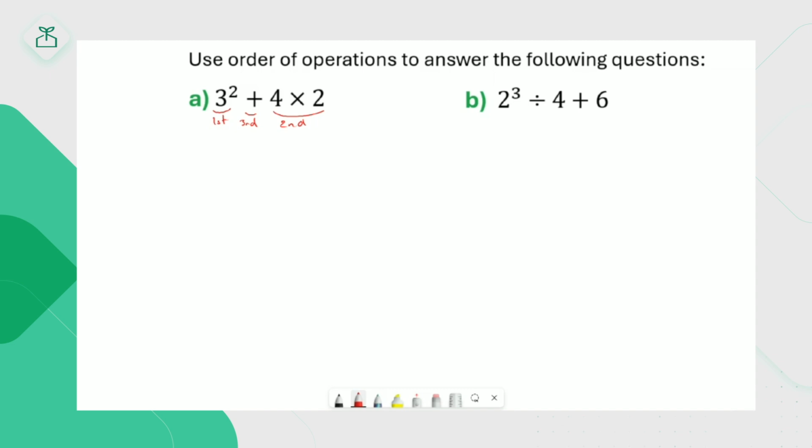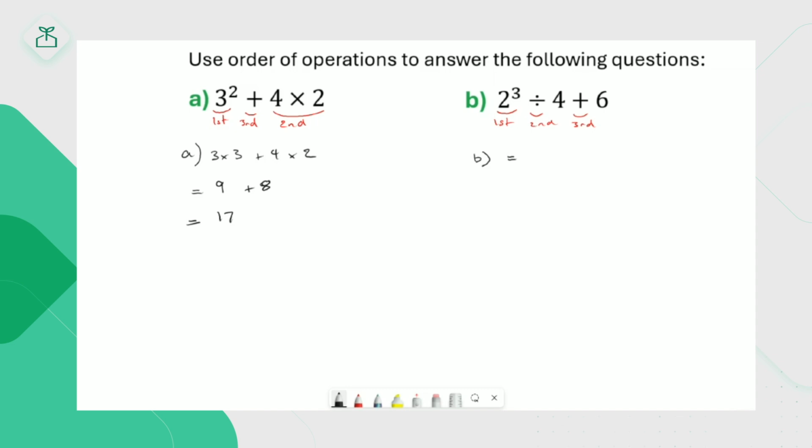For this particular one here, we have another power. So we'll do that first. Our division we will do second. And our addition we will do last or third. Okay, now let's just do those. So 3 squared is just 3 times 3, plus 4 times 2, which is equal to 3 times 3 is 9. Add on the 4 times 2, which is 8, and we get 17.